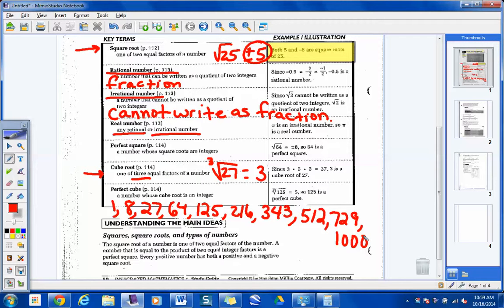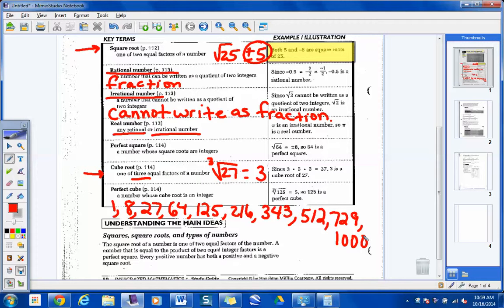1 times 1 times 1 is what? 1. 2 times 2 times 2 is 8. So the cube root of 8 is 2. This is my third one. Cube root of 27 we've already discussed. So this is my fourth value. What's the cube root of 64? 4. Not square root, cube root, right? 4 times 4 times 4 is 64, right? So the fourth value in 1, 2, 3, 4, the cube root of 64 is 4. Okay?